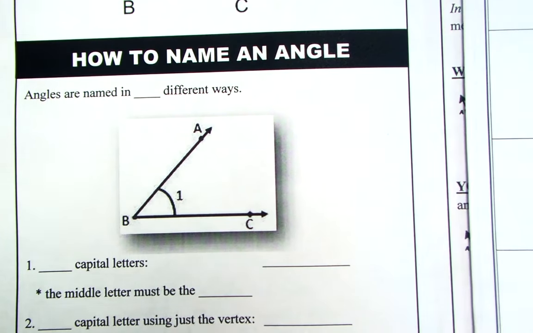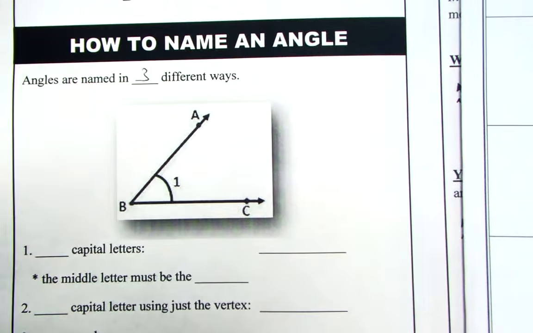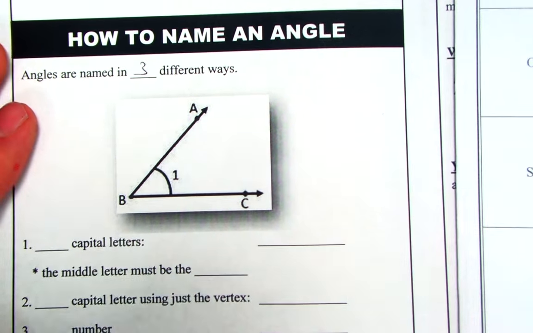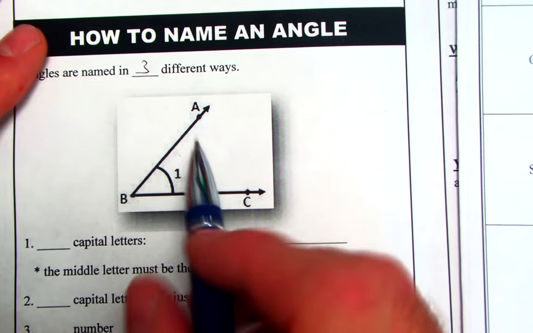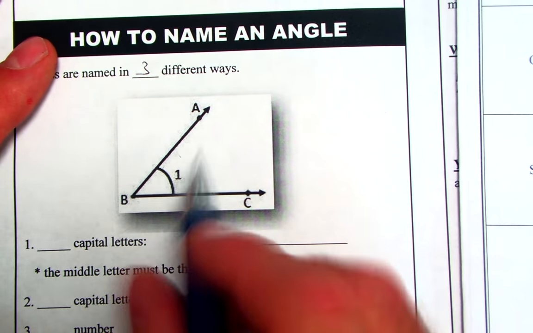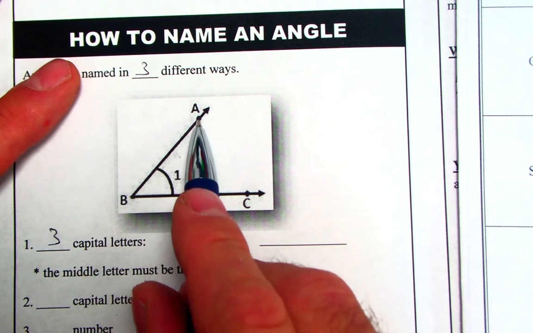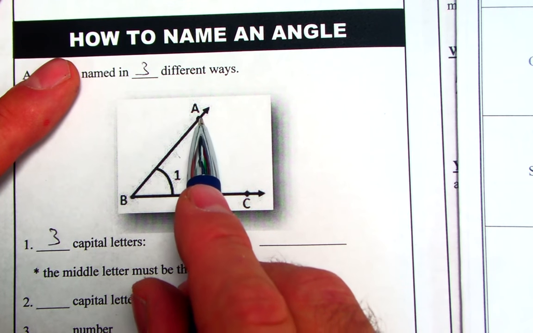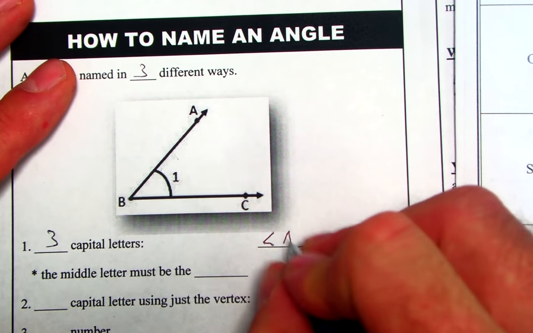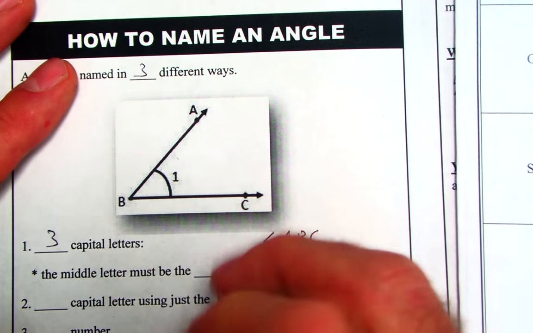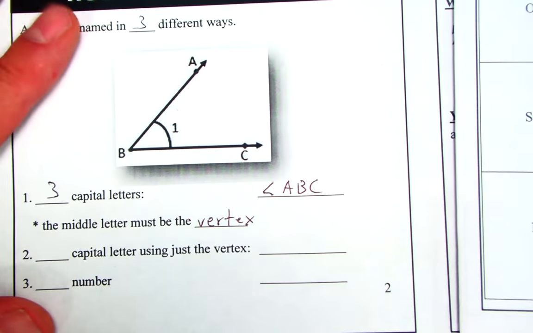When we name an angle, you have three options. Angles are named in three different ways, usually depending on what information is given to you. In this diagram, all the information is there, so we can name it in three ways. You can name it using the points, so you can use three capital letters. It doesn't matter where you start, it just matters that the vertex is in the middle. So we're going to write angle ABC. The middle letter must be the vertex. It's okay if you named it angle CBA, that's the same angle.